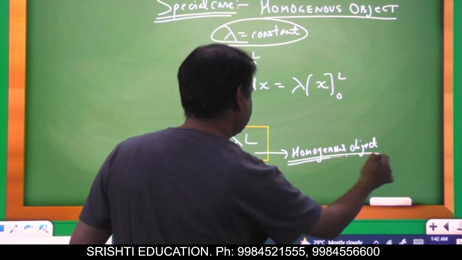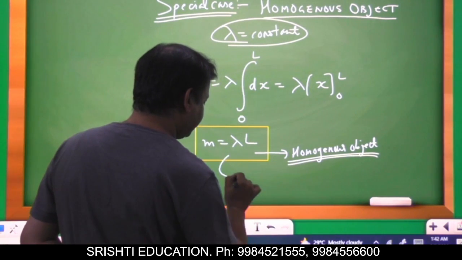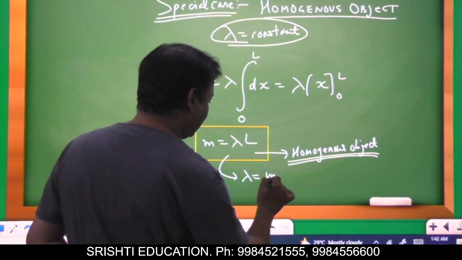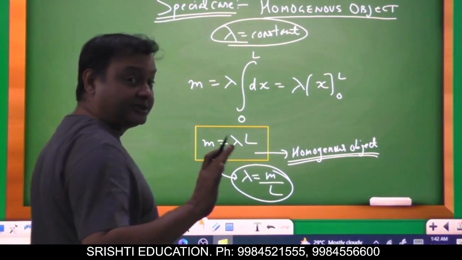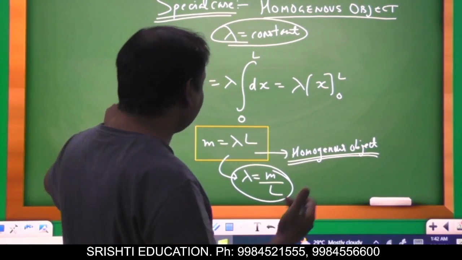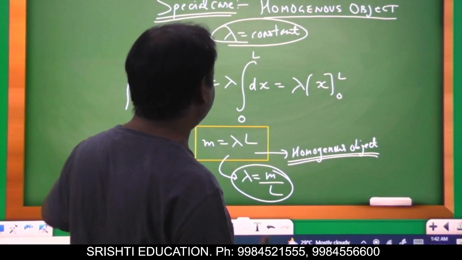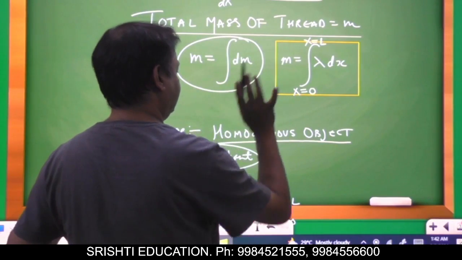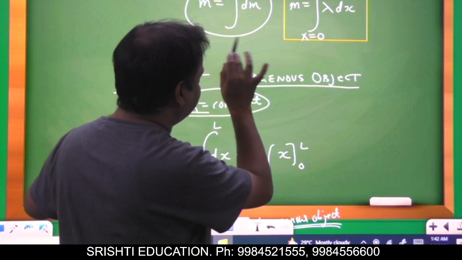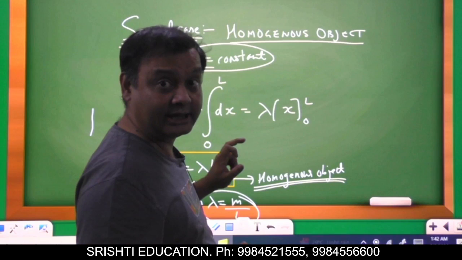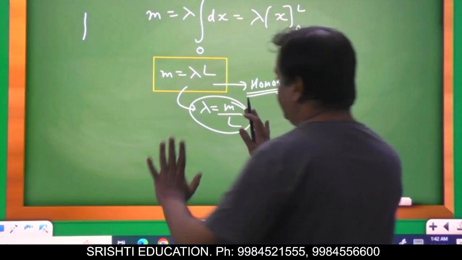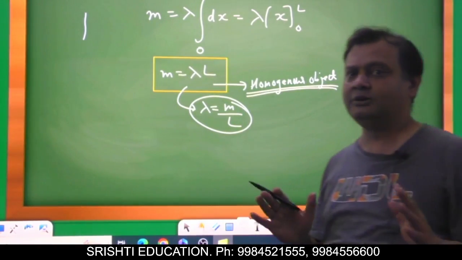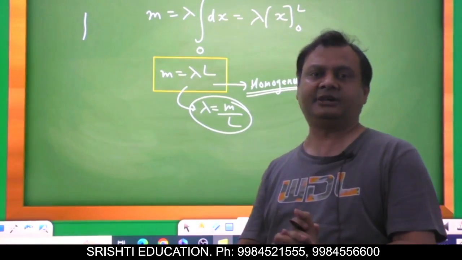homogeneous object. Okay, and in a homogeneous object, lambda will be total mass by total length. But if the object is not homogeneous, or if we don't know the nature of the object, we will apply this equation: M is equal to integral of dm, and dm is equal to lambda dx. Okay, so the other is a limited equation. We apply it when the object is homogeneous, correct?